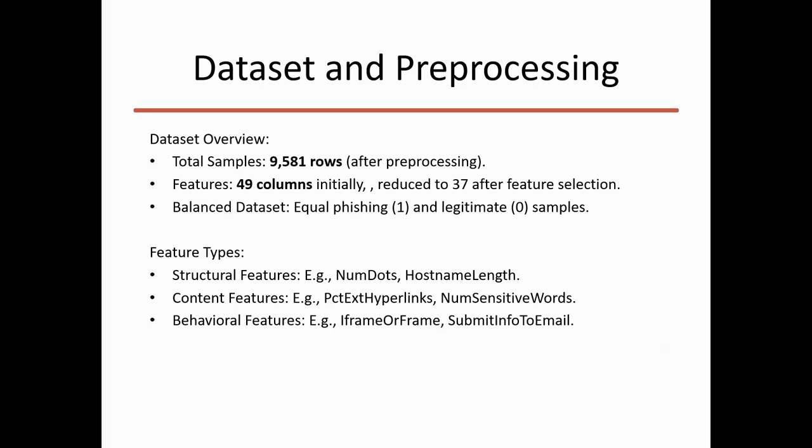Coming to the behavioral features, it focuses on how the website behaves. For example, iframe or frame checks if the site loads content from other domains, which is common in phishing sites. And coming to submit info to email, it looks for forms on the website that send the data directly to an email address, a typical sign of phishing attempts to steal personal information. But a legitimate website doesn't do that because it uses secured forms to send the data directly to their websites.